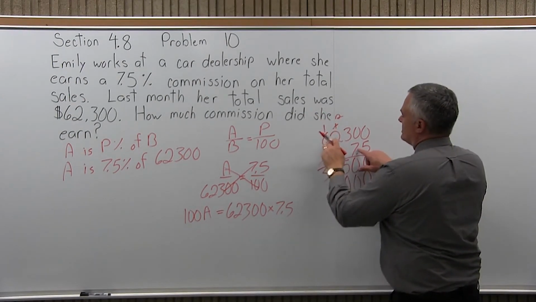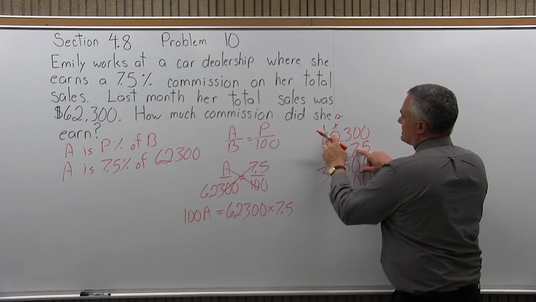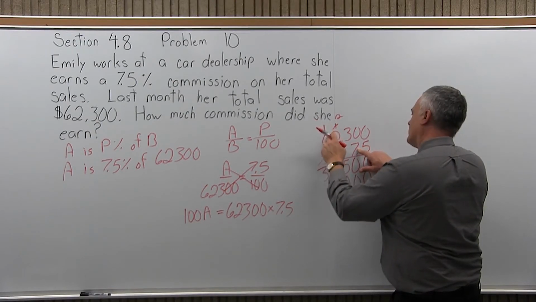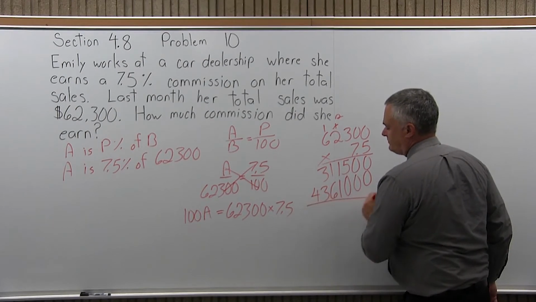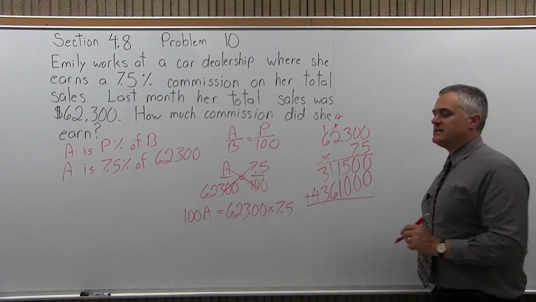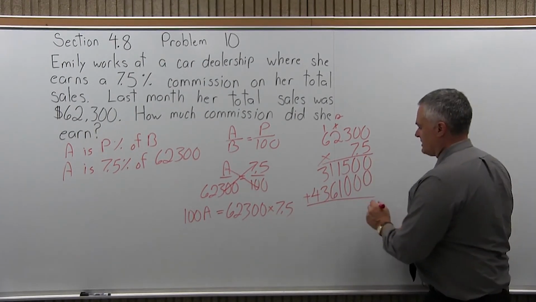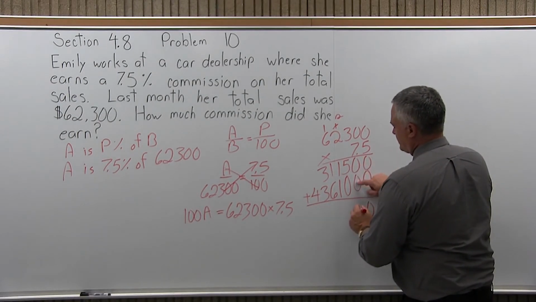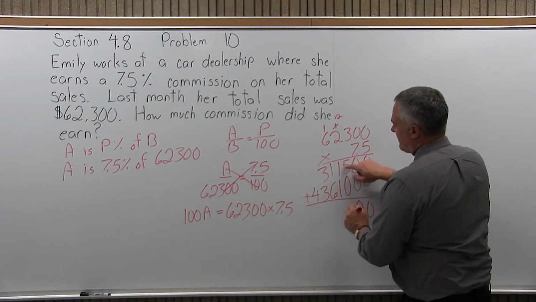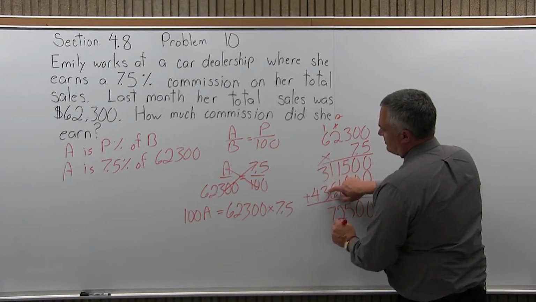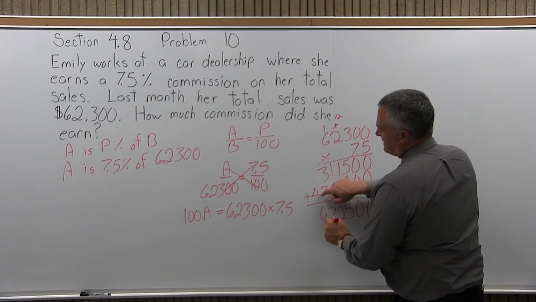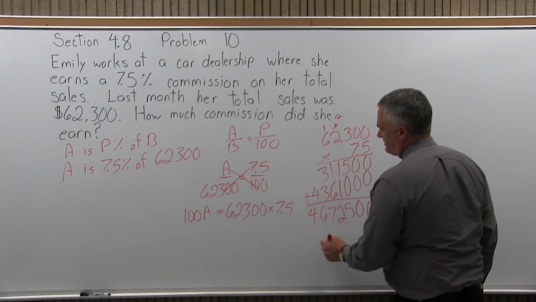I already have a 1 there. So 7 times 6 is 42, plus 1 more that we carried. 42 and 1 more is 43. Now I add those lines together. 0 plus 0 is 0. 0 plus 0, 0 again. 5 plus 0 is 5. 1 plus 1 is 2. 1 plus 6 is 7. 3 plus 3 is 6. And nothing plus 4 is 4.